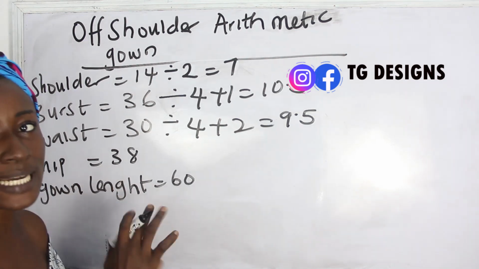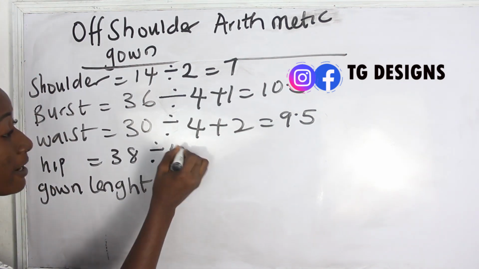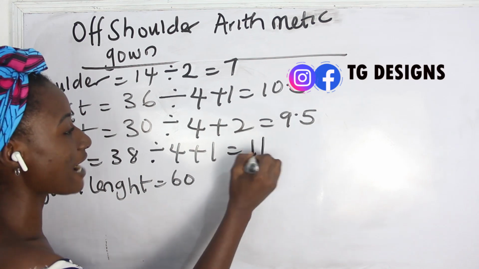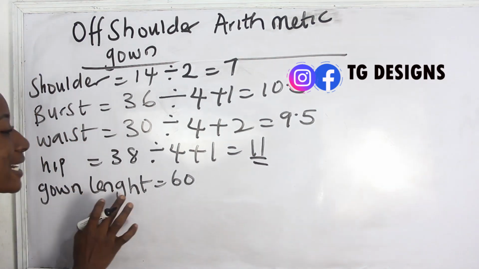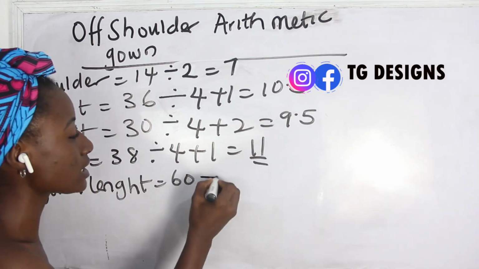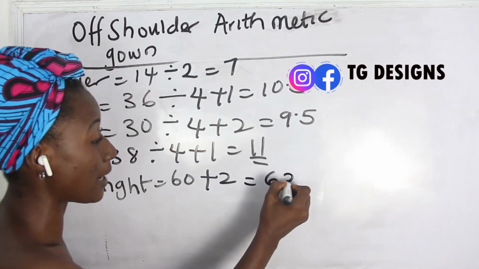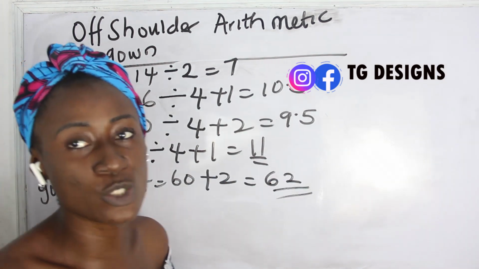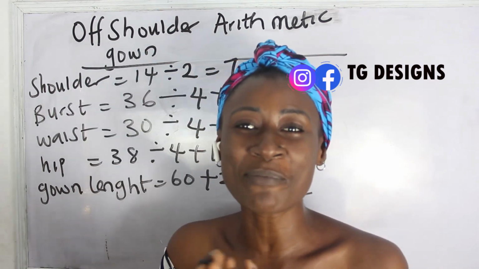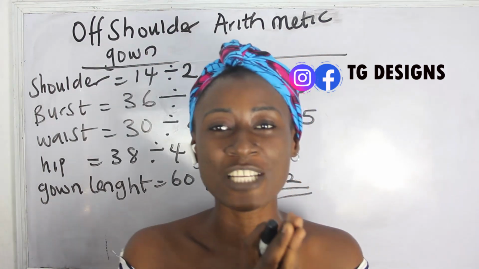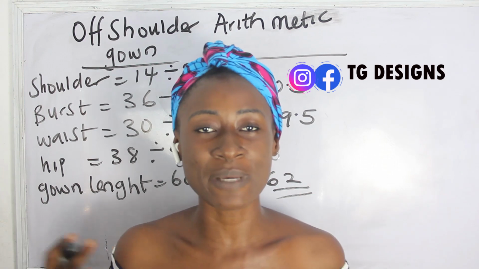Our hip is 38 inches. 38 divided by 4 plus 1, we have 11 inches. Our gown length is 60 inches. So 60 plus 2 inches for our sewing allowance, we have 62 inches. So these are the basic measurements required in order for you to achieve your off shoulder arithmetic gown.